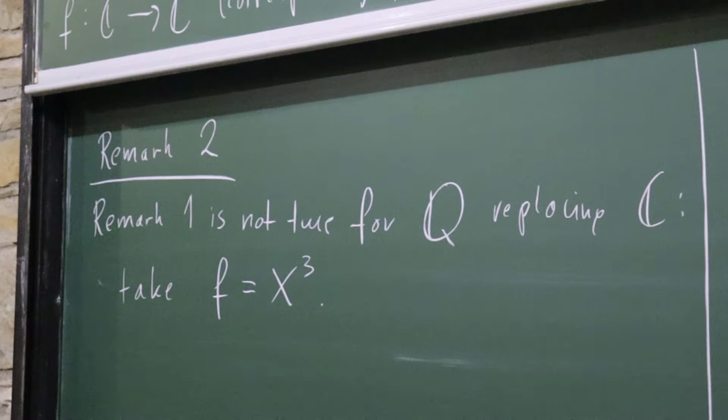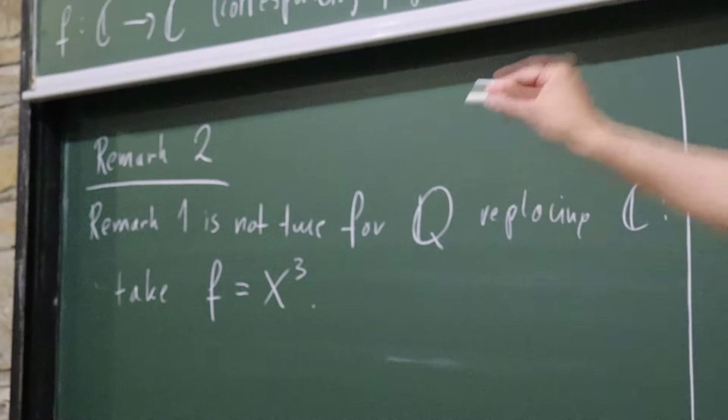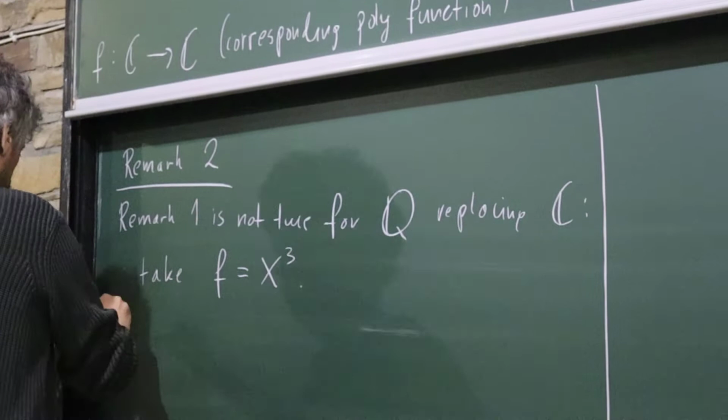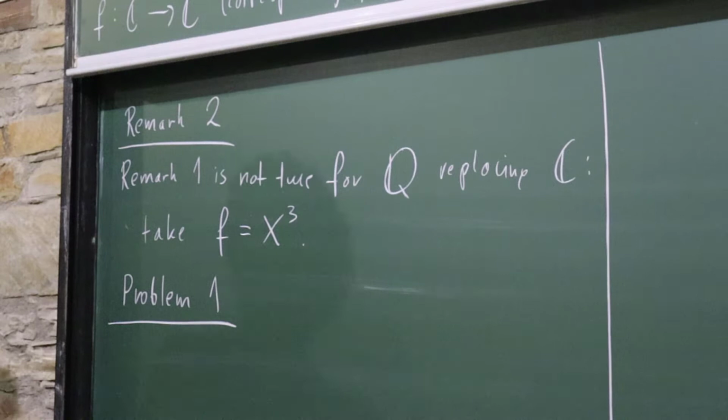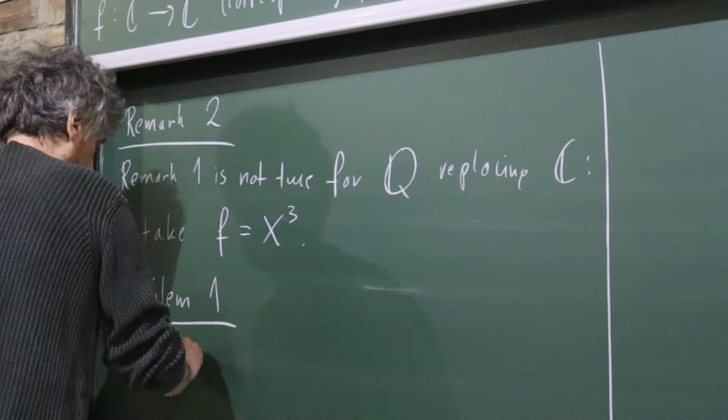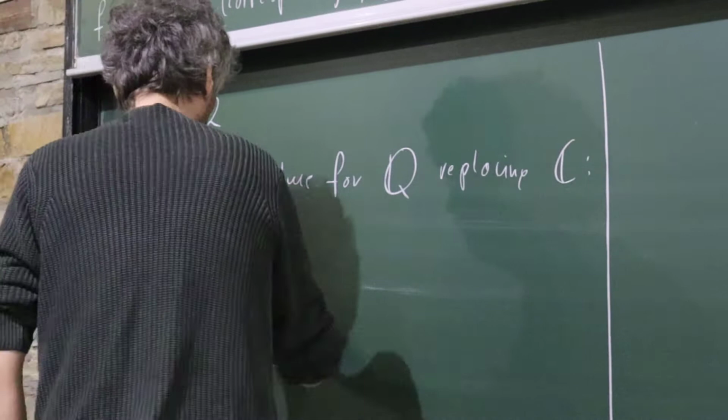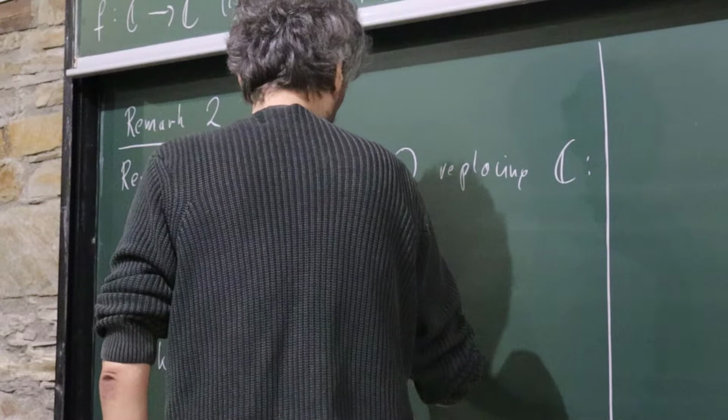Now problem, okay, so there will be problems. So problems will appear on the board. There is no problem list as such. So problem number one, still easy. Show that this remark one is true for reals. This is quite easy.